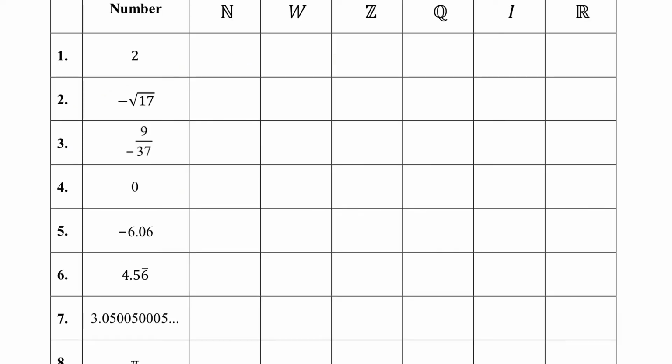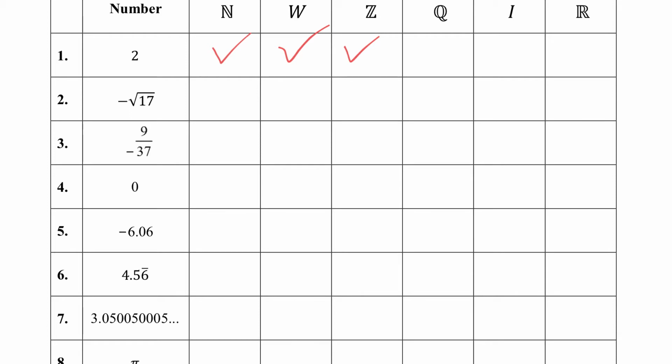Now let's practice categorizing numbers. Say we look at the number 2. Is this natural, whole, integer, rational, irrational, real? Which one does it meet the criteria for? Now, 2 is definitely a natural number because it's one of the counting numbers. 1, 2, 3, and so on. It's also a whole number, and it's also an integer.